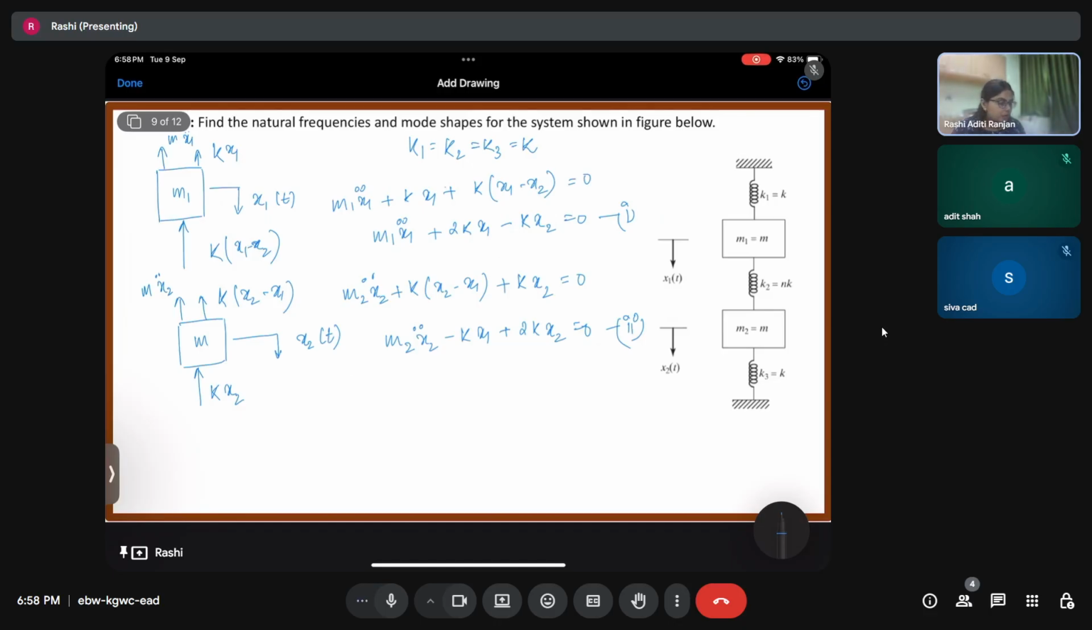Now what we can do is assume that x1 is written as capital X1 cos of (omega t plus phi), and x2 is capital X2 cos of (omega t plus phi). Both are oscillating with a frequency omega, and the phase is phi for both of them. The only difference is the amplitude, which is capital X1 and X2. Now we can use these two to find the second derivatives of x1 and x2 like this.